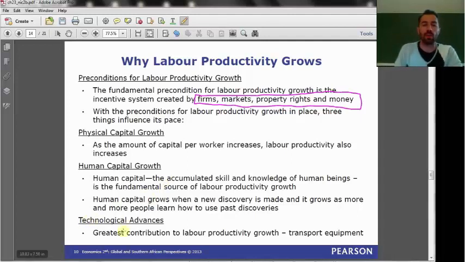So the greatest contribution to labor productivity growth is technological advances, which is one of the things that feeds into human capital growth. Okay, through education. Technological advances also obviously change physical capital growth, because as our technology advances, so our physical capital gets better at doing the stuff that we want it to do.